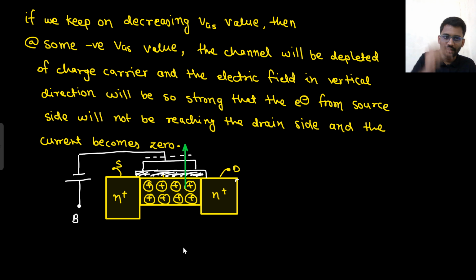The electron comes and then there is an electric field, so the trajectory of the electrons will be downward. So the electron doesn't reach the drain terminal. So the current becomes 0.